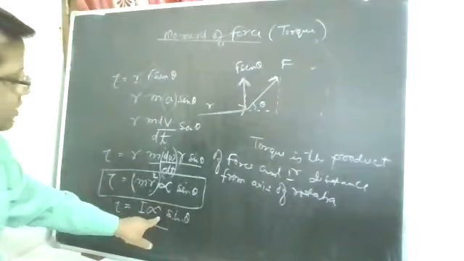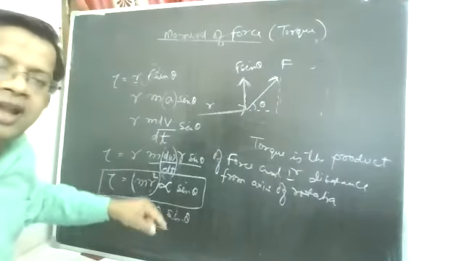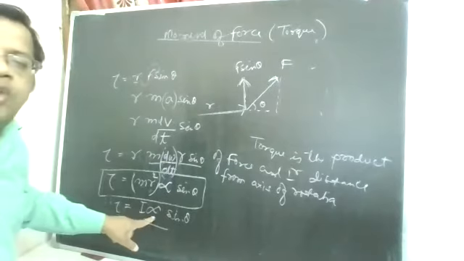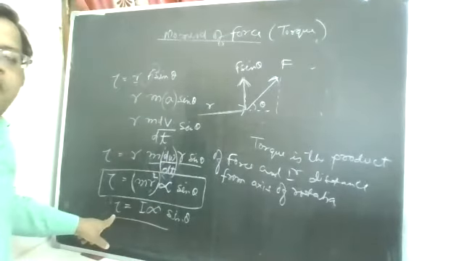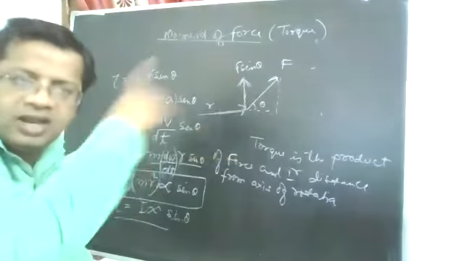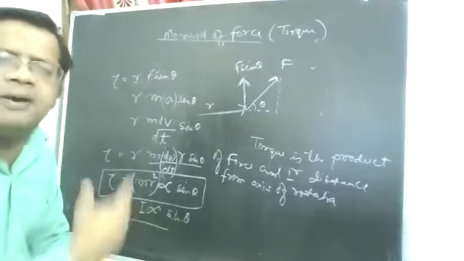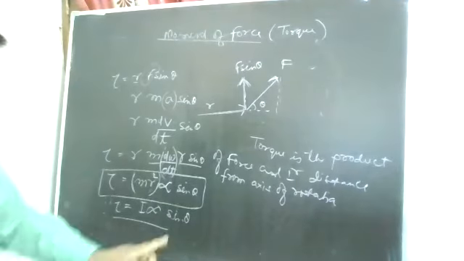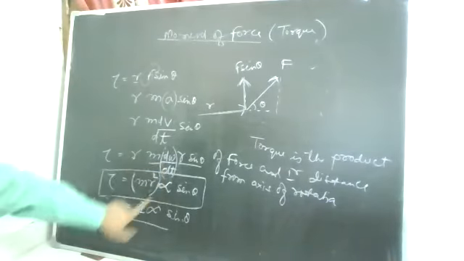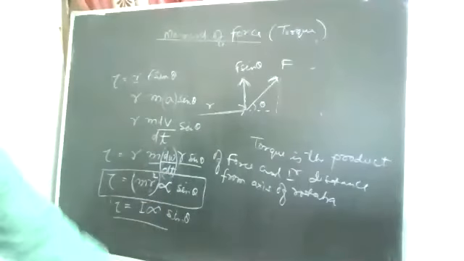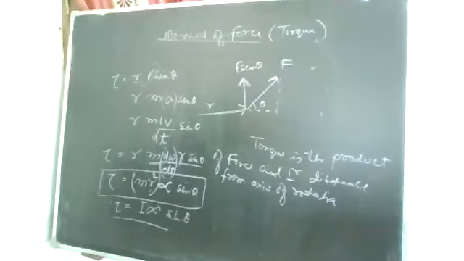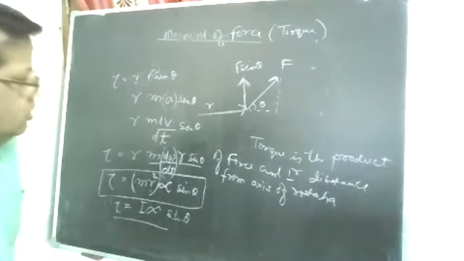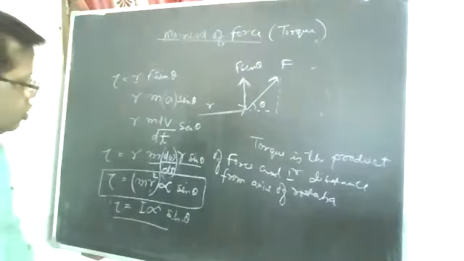Just like force is equal to mass into acceleration, the rotational analog of force is torque. Torque is equal to moment of inertia into angular acceleration. In a body, it provides angular acceleration, so it will increase or decrease the angular velocity of the body. Alpha is angular acceleration, that is d omega upon dt. What is the formula of I? m r square. Torque is equal to I alpha.